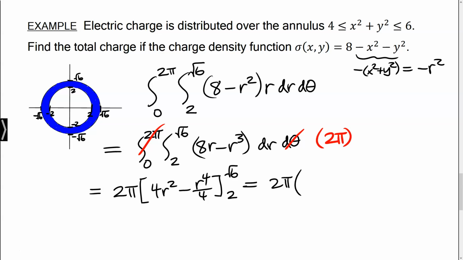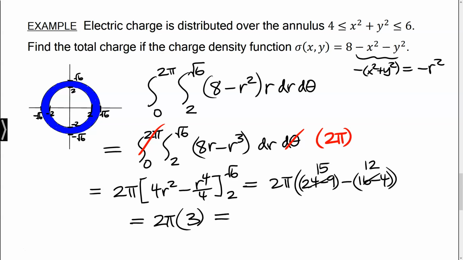That's going to be 2 pi times, let's see, that's going to be 24 minus 36 over 4, which is 9, minus, just keep your parentheses straight here, 16 minus 16 over 4, which is 4. All right, we're just about there. 2 pi times, all of the stuff in here is, let's see, 15 minus 12, which is 3. So this works out really nice. It's just 6 pi. So 6 pi is the total charge inside this region.